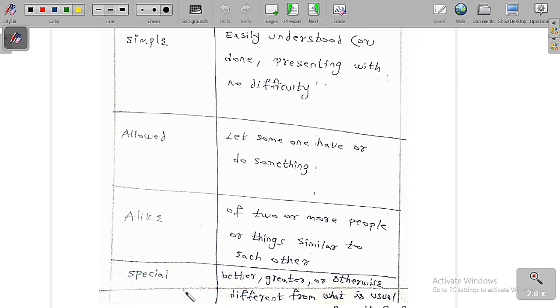Both are telling the same meaning, which is something different from others. It is called something unusual, or something unique, or something special. So for the unique, the synonym special is the correct solution of this question.